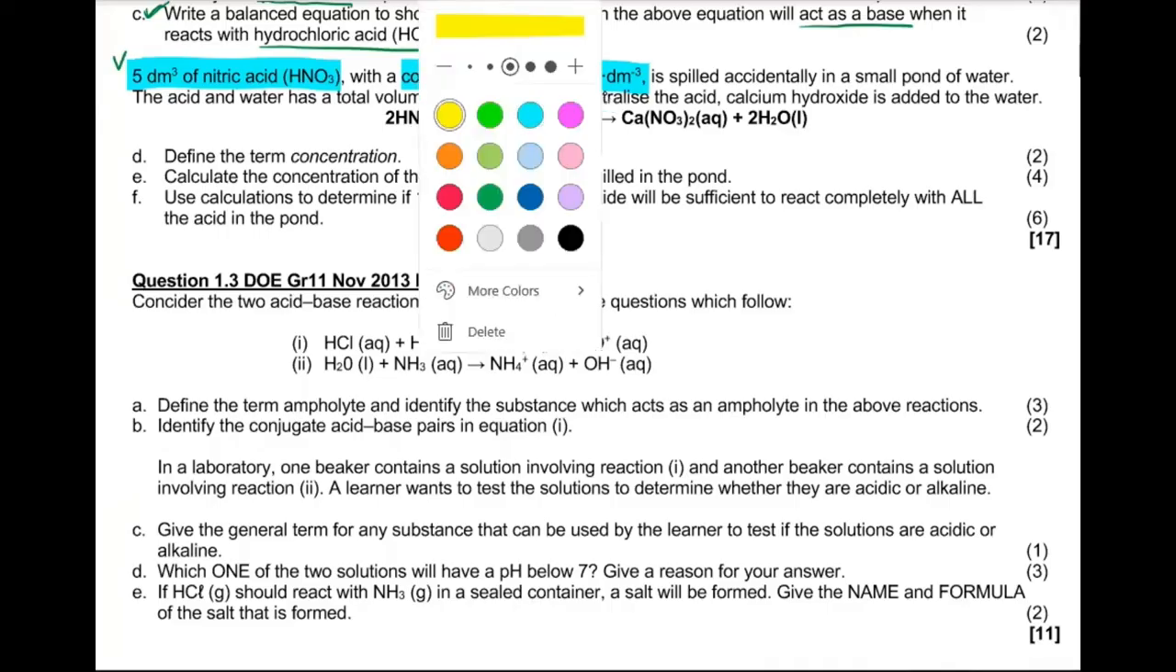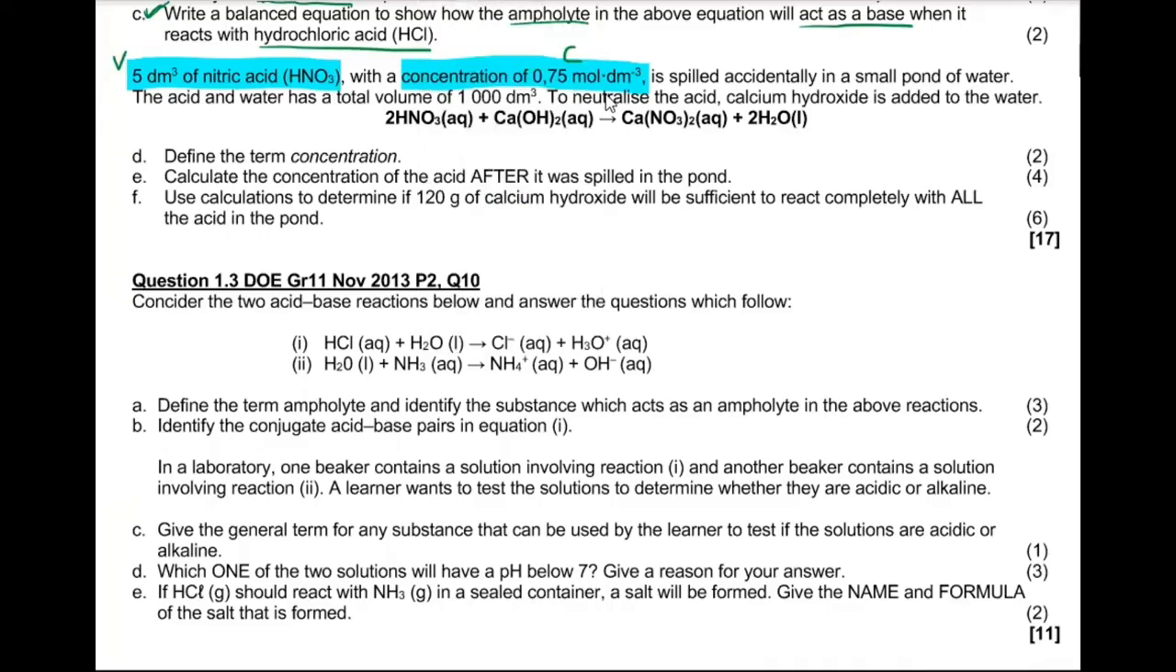Right. Then it is spilled accidentally in a small pond of water. The acid and water has a total volume of 1,000 cubic decimeters, right? To neutralize the acid, calcium hydroxide is added to the water. So calcium hydroxide, right? I have to be honest, a lot of words and a lot of things that they tell us, that is a volume, by the way, but it really isn't that challenging because you have exactly what you need to get started.